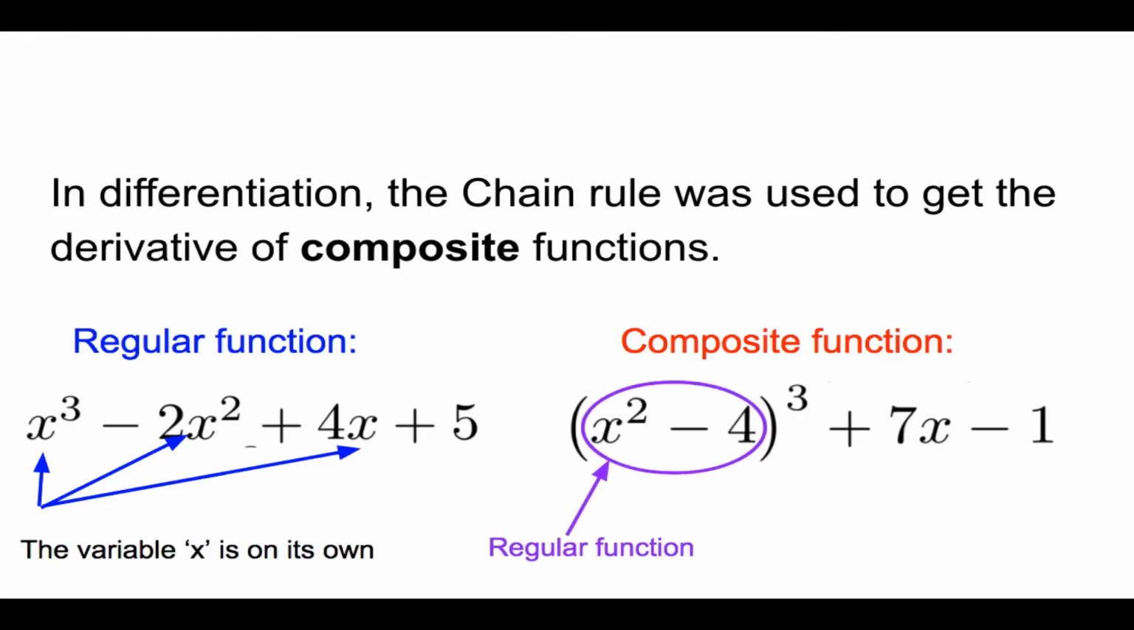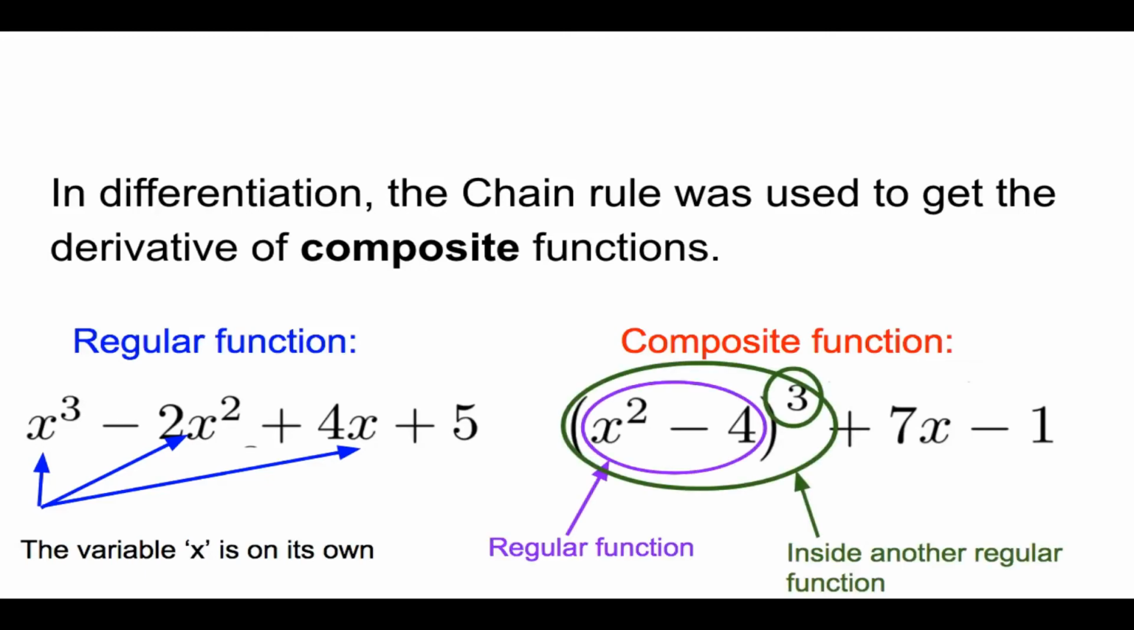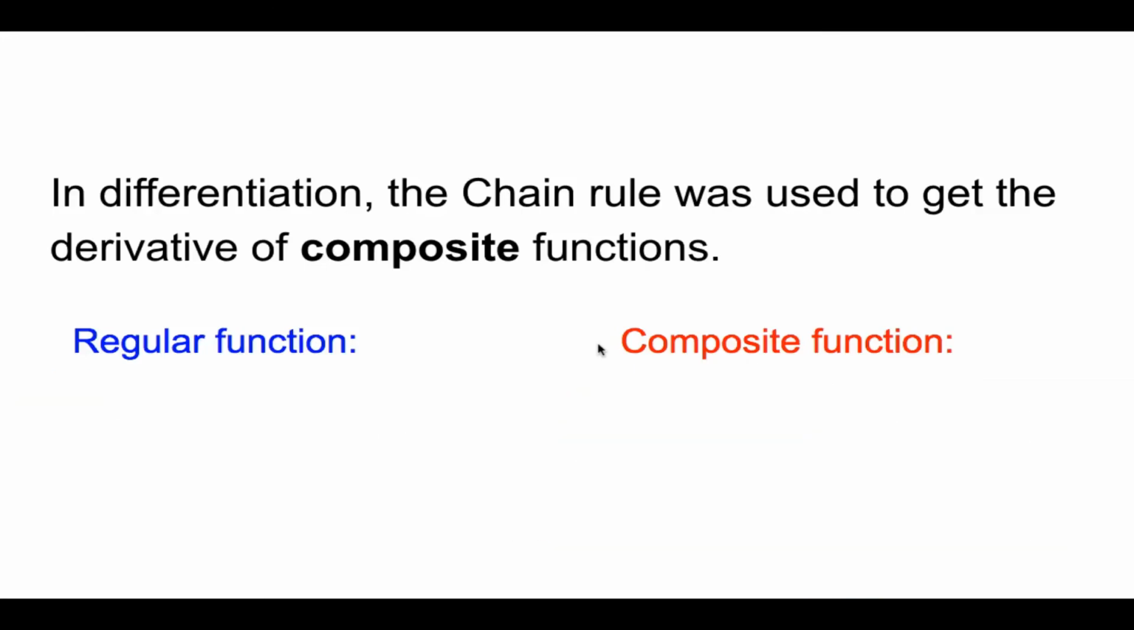What's the difference? Well, you have a regular function inside another regular function. In this case, the green thing can be understood as being just x to the 3. So you have a regular function, this one over here, inside what would be your regular x to the 3. And that's the concept of a composite function. You have a function within a function.